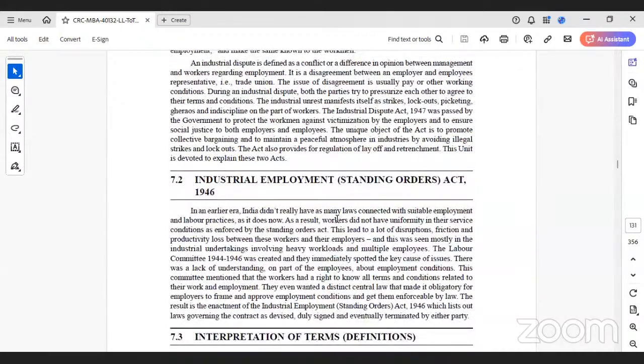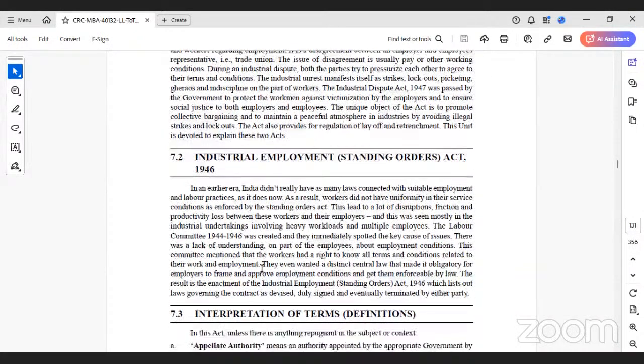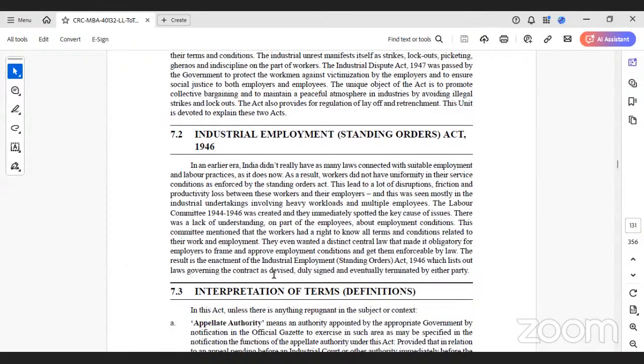So, the Industrial Employment Standing Orders Act 1946. The major purpose of having this particular act is that there are so many laws which did not really connect with employment or labor practices. So the workers did not have any uniformity in their service conditions as enforced by the Standing Orders Act.